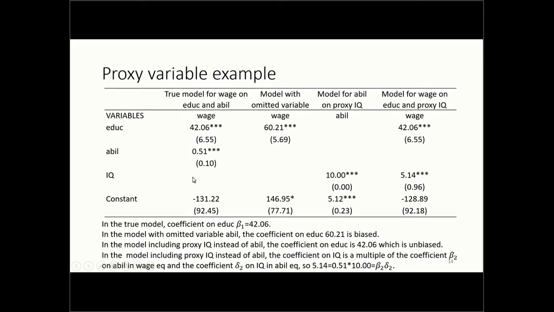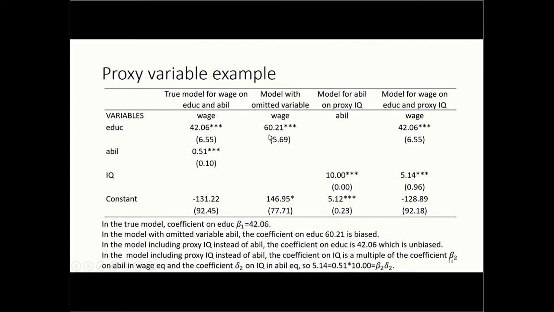But now suppose that, as is truly the case, we do not have the variable ability. If we really do not have the variable ability, we would estimate a model with omitted variables. So basically wage regressed on education. So this would be the coefficient on education here, 60.21. So this coefficient here would be biased. You see how this one is biased. It is not equal to the true coefficient. It is biased.